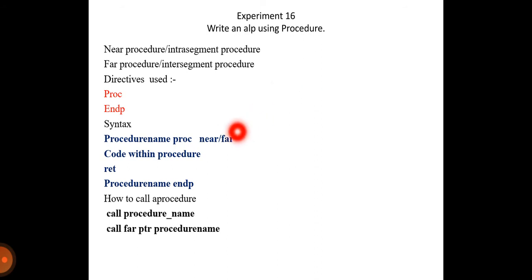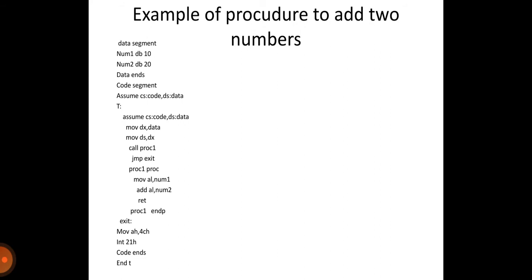Procedure name, PROC, near or far. If you don't write anything, near or far, then the procedure is treated as a near procedure. And then the code within the procedure, then the RET instruction, then the procedure name followed by ENDP to end the procedure. How to call a procedure? CALL followed by the procedure name, and if the procedure is far type, then CALL FAR PTR followed by the procedure name.